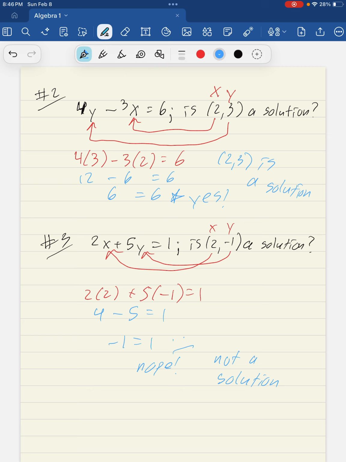This is, again, setting the groundwork for systems of equations, which we will get into in the next lesson.